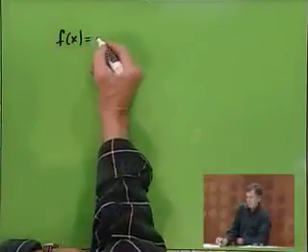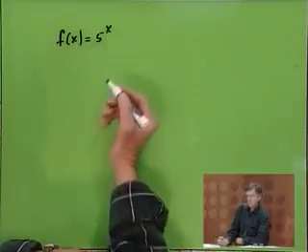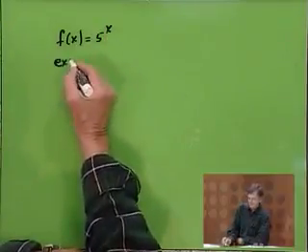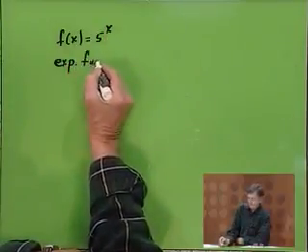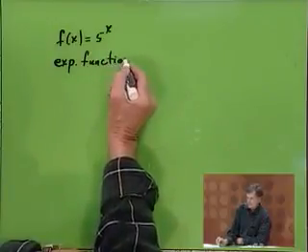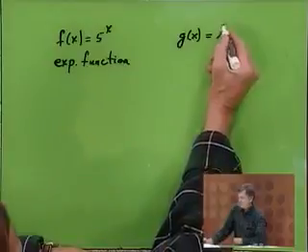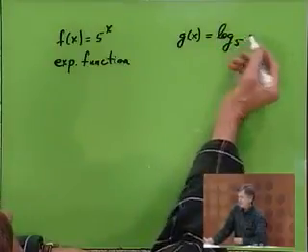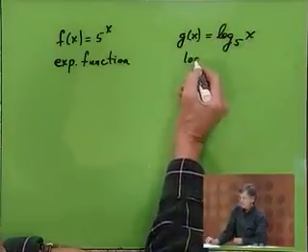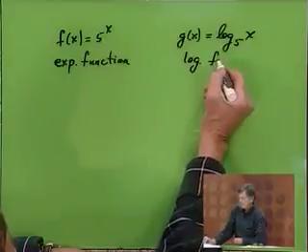Suppose I have a function, f of x equals 5 to the x power. So this is an exponential function. And then there's a corresponding logarithmic function that is log base 5 of x. So I would refer to this as a logarithm function.